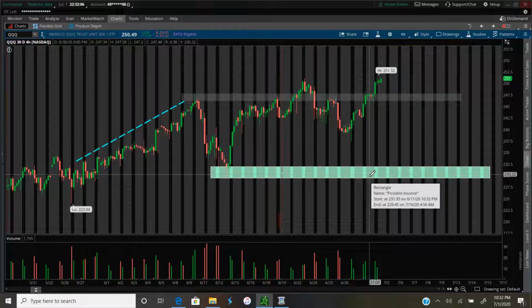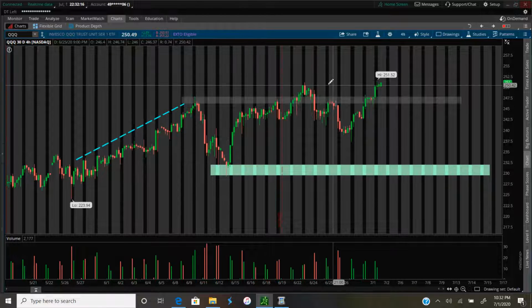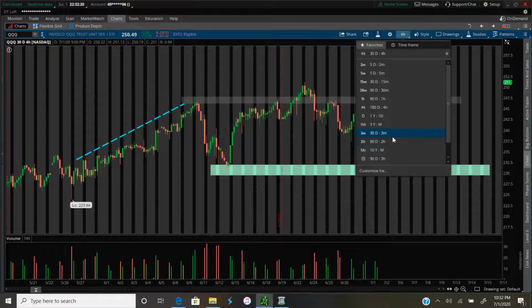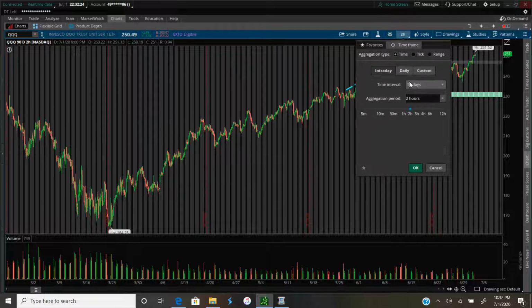You see, we have here possible bounce. So whenever price drops to this zone area, I know to take it long. Now let's go to 2 hour. 2 hours and 30 days.